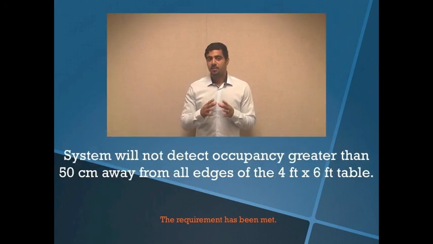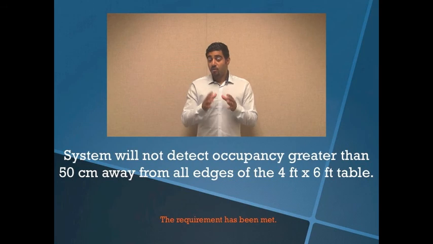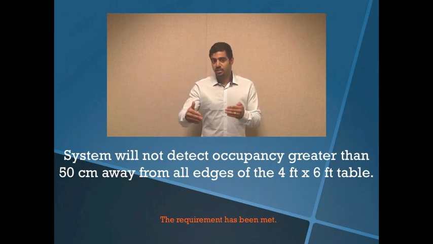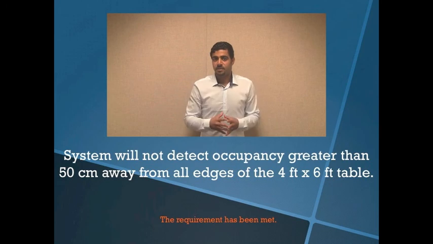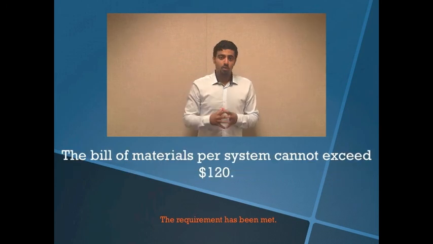One of the critical things is when someone is passing by a table and it detects that, so we account for that error. Our fourth engineering requirement is that the system will not detect any movement within 20 inches away from any edges of the table. So if anyone passes by walking, the system will not detect that movement. The fifth requirement is accounted for the cost.